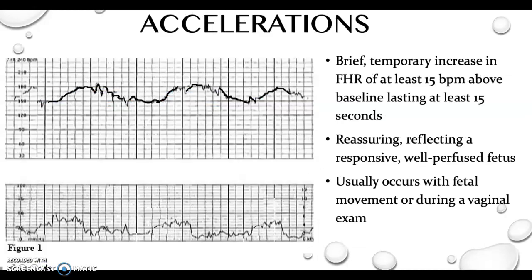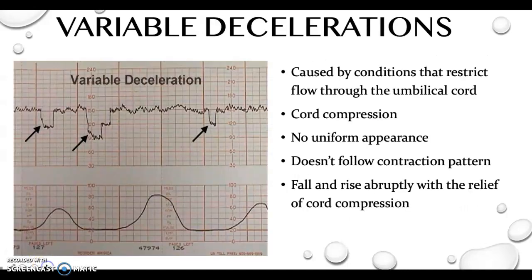We like to see accelerations. These are reassuring. They reflect a well-perfused fetus. And an acceleration is defined as a rise from the fetal heart rate baseline of an increase of at least 15 beats per minute, lasting at least 15 seconds. And this is what we're looking for with the non-stress test, if you remember. So it usually occurs with fetal movement or during a vaginal exam. So if you see this fetal heart rate monitor and this fetal heart rate going like this, just these up and down movements, then that is usually when they're getting a vaginal exam during the labor process.